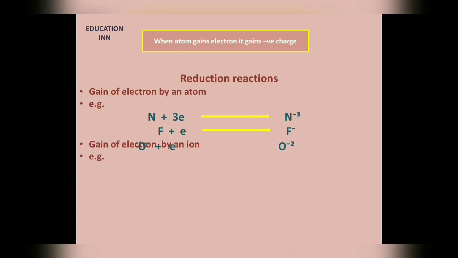For example, oxygen belongs to group number 6 and can gain 2 electrons. When oxygen gains 1 electron, it produces oxygen minus 1. But when this oxygen minus 1 gains another electron, it produces oxygen minus 2. So this gain of electrons by an ion is also called a reduction reaction.